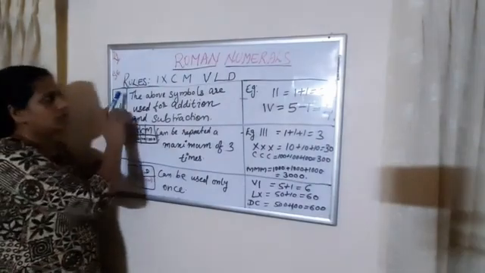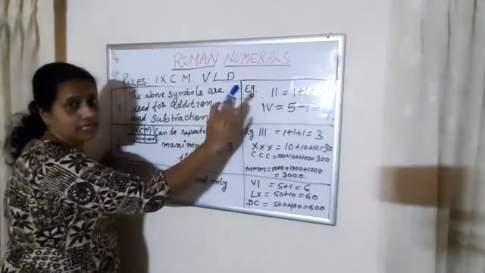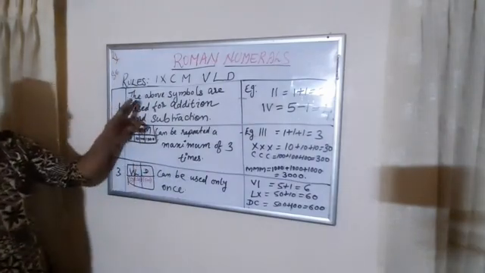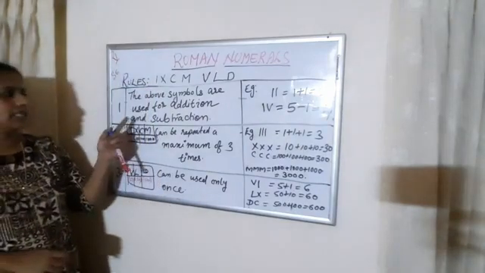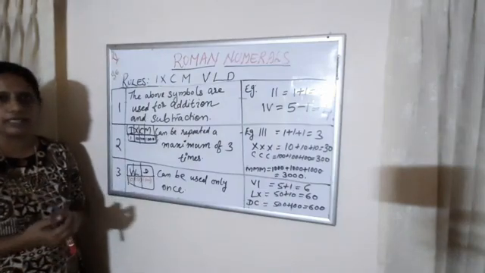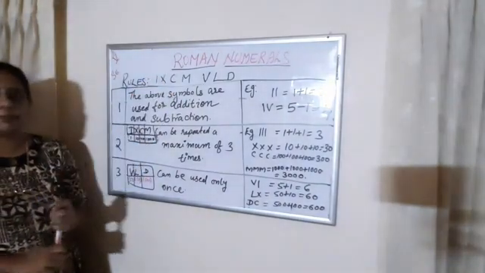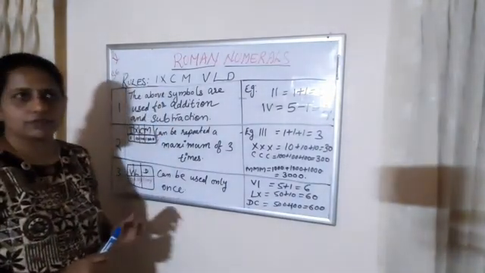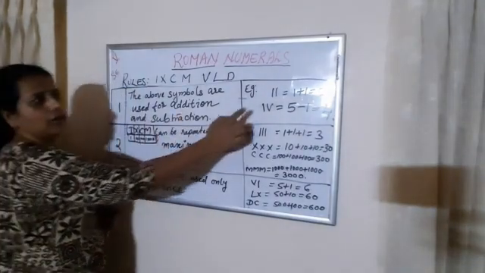Next, rules. I already told the symbols, that is I, X, C, M and V, L, D, two groups. The first rule: the above symbols are used for addition and subtraction to write. That is, if you want to write a bigger number, you add or subtract these. I will tell which symbol you can add and which symbol you can subtract from each of these letters.